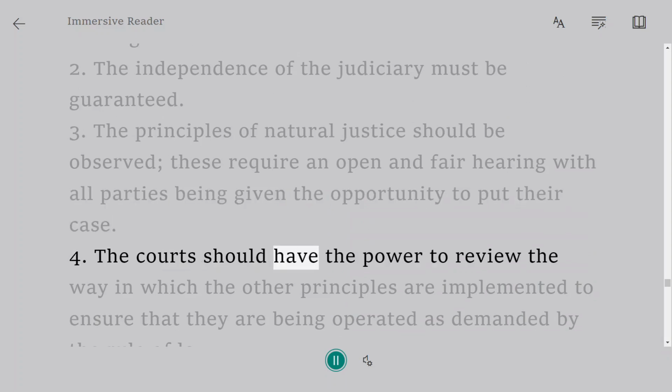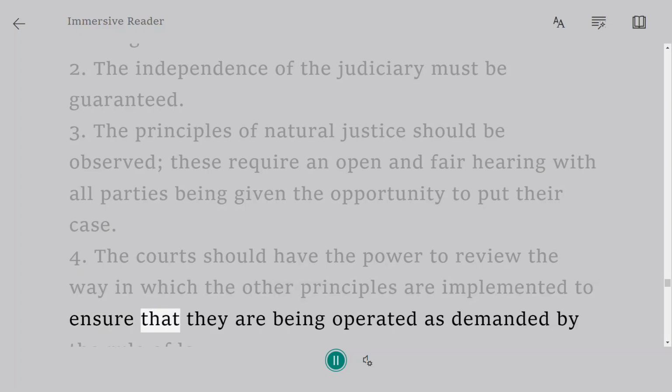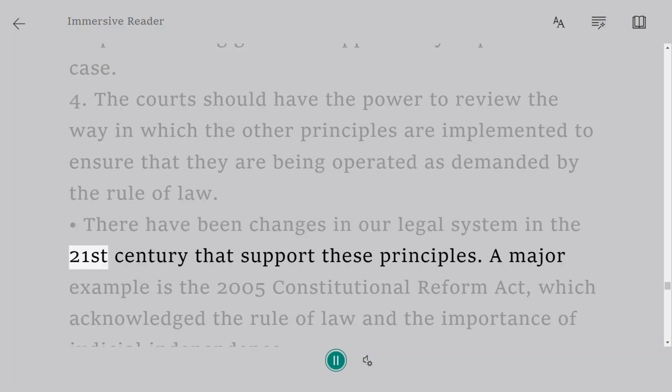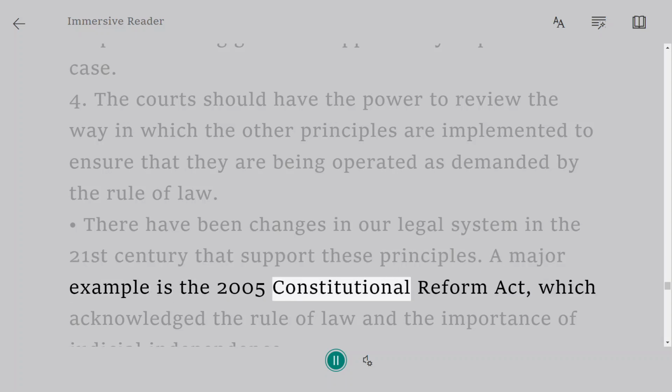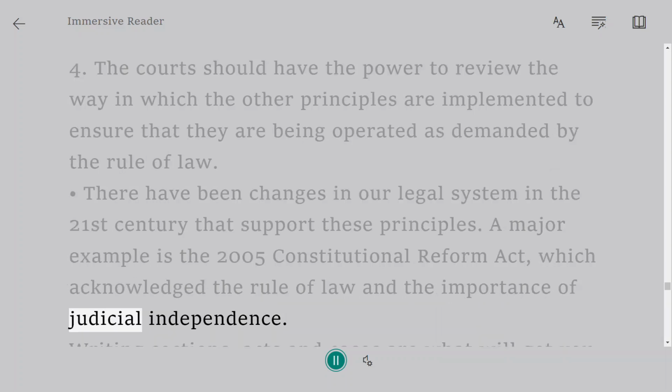4. The court should have the power to review the way in which the other principles are implemented to ensure that they are being operated as demanded by the rule of law. There have been changes in our legal system in the 21st century that support these principles. A major example is the 2005 Constitutional Reform Act, which acknowledged the rule of law and the importance of judicial independence.